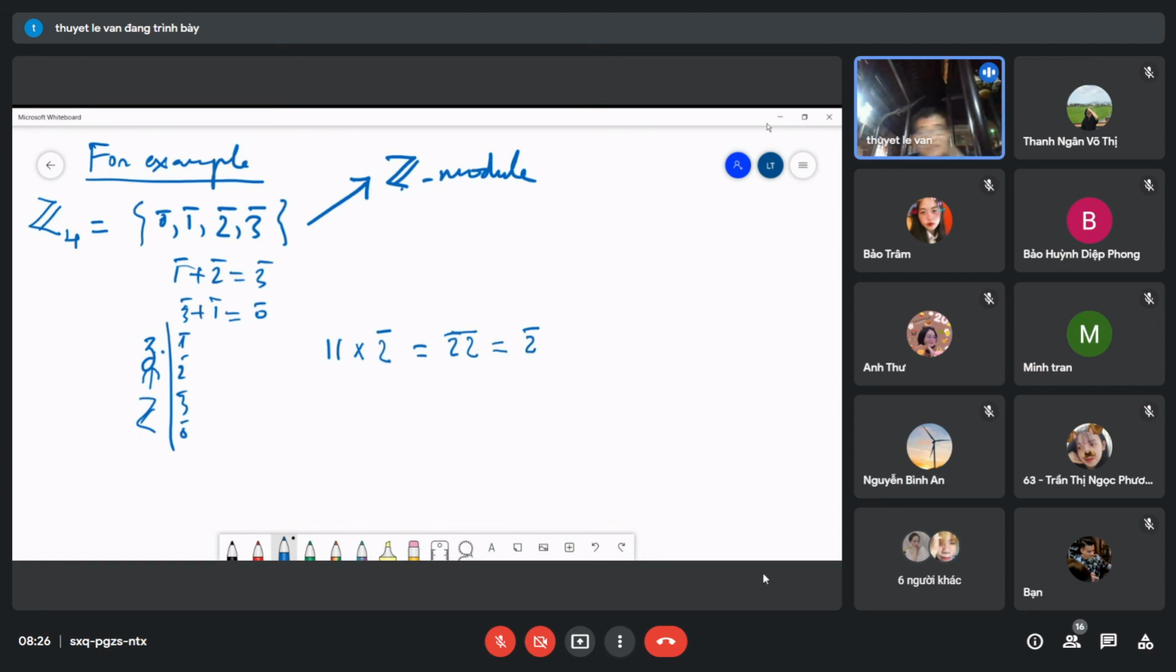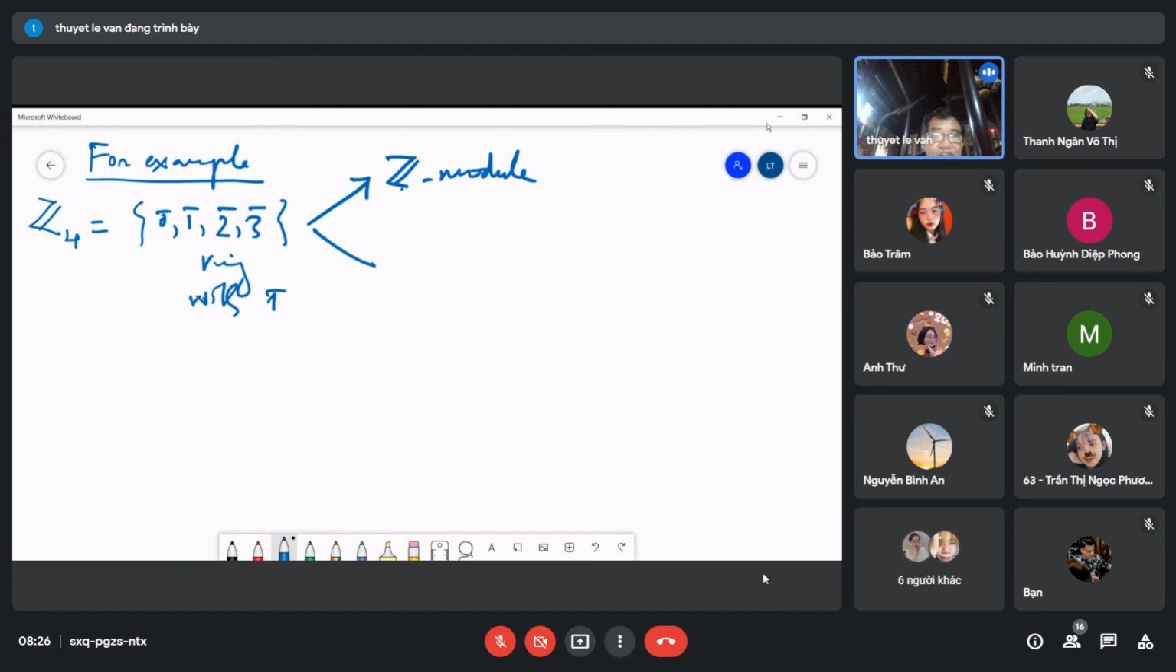So on, there are many. But you remember that Z4 is a ring with identity. So you can consider that it is a Z4 module. You can see Z4 is a Z module, but you can also see Z4 is a Z4 module.